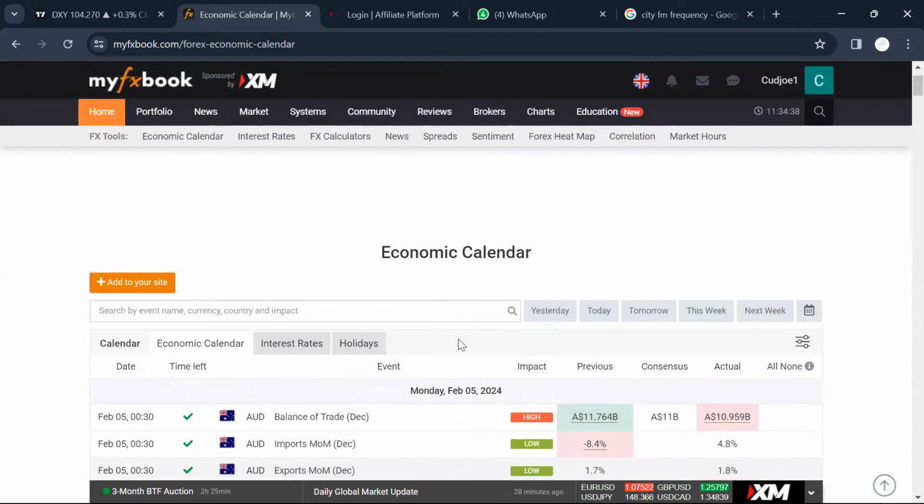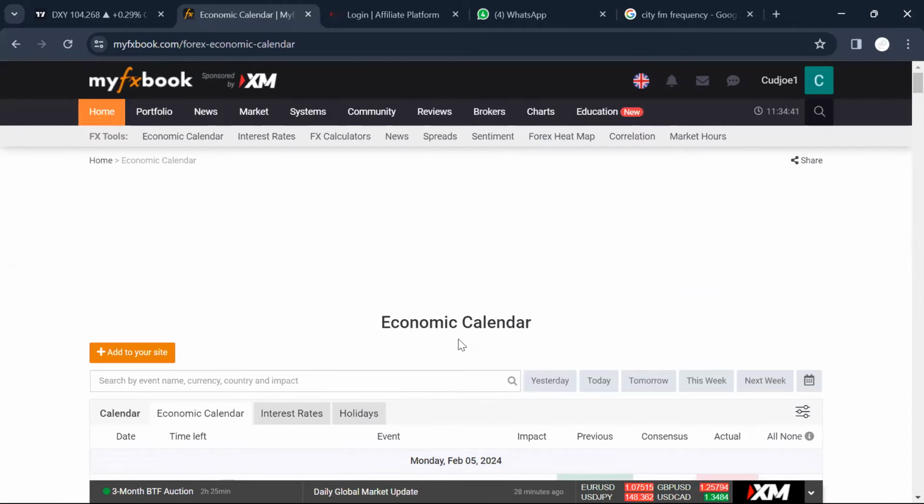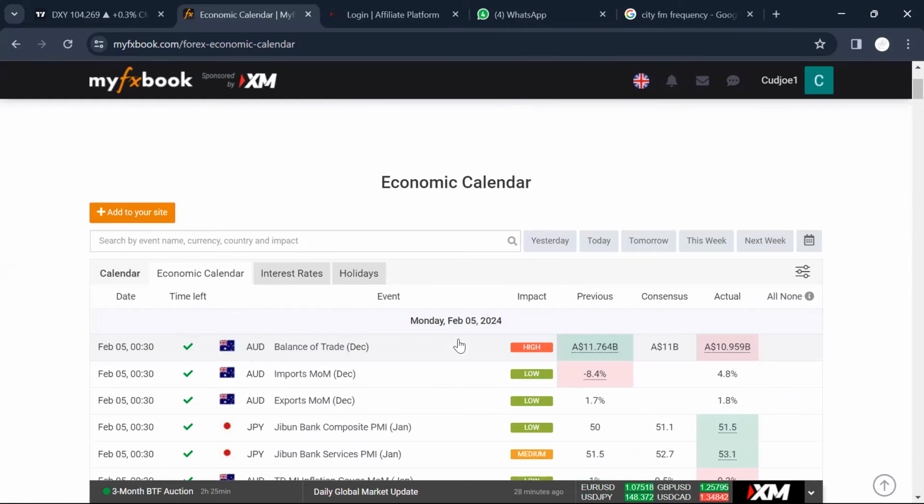Myfxbook.com. Right? So this is the site. This site is very, very good. Very efficient. It covers a number of things. It's very good. That is what I use.